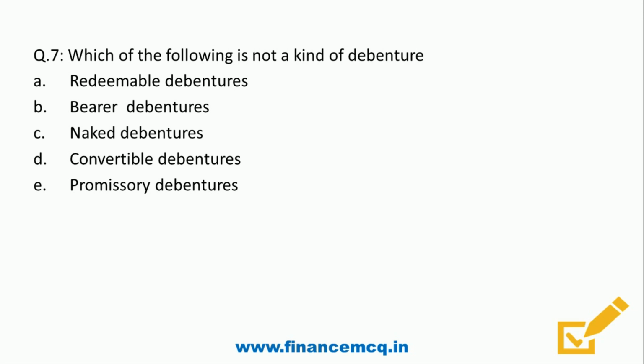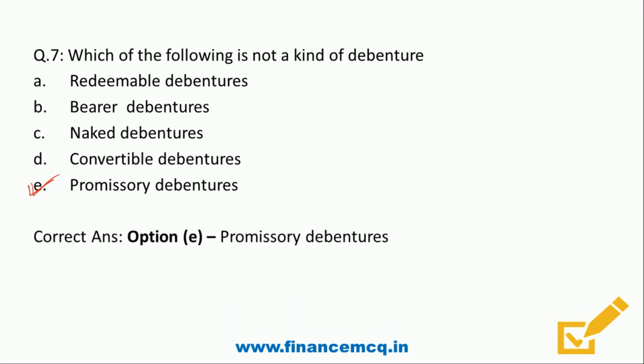Question 7. Which of the following is not a kind of debenture? Option A redeemable debenture, option B bearer debenture, option C naked debentures, option D convertible debenture, or option E promissory debenture. So yes, can you tell me? So friends, here option E promissory debenture is not a kind of debenture. Rest are all a type of debentures. So the correct option is option E promissory debenture.